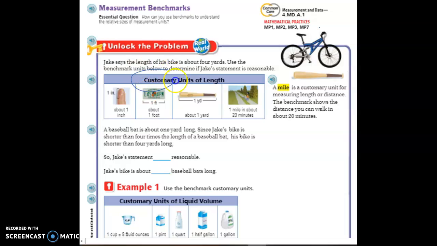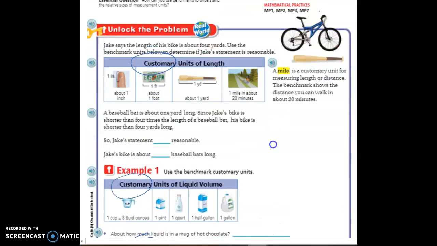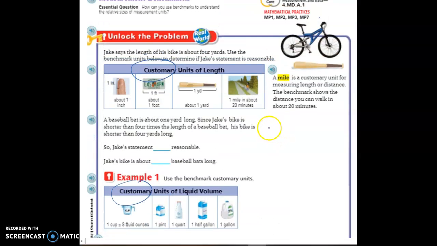Now the word customary. You're going to see that a lot throughout here. These are the way we measure, and it's only used in the United States of America and one other country. Everybody else uses a metric system. Say metric. Say customary. All right, perfect. So you've heard these before. Inch, foot, yard, mile. You've heard all those before. Go ahead and pause if you want to study the pictures.